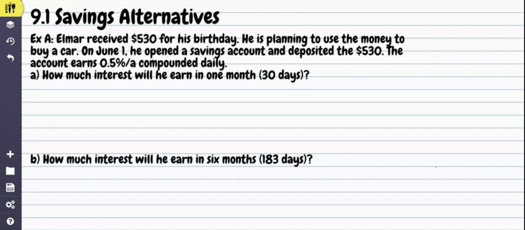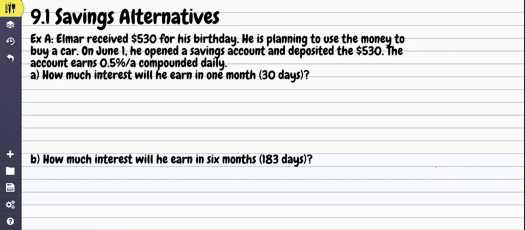We're doing 9.1 savings alternatives. So we're talking about savings accounts in banks today. We're going to do a couple of examples and show you what happens when you have a savings account. Hopefully you already have a savings bank account, and bank accounts are useful for transactions that you might need to do throughout your adult life. But yeah, we're going to look at those.